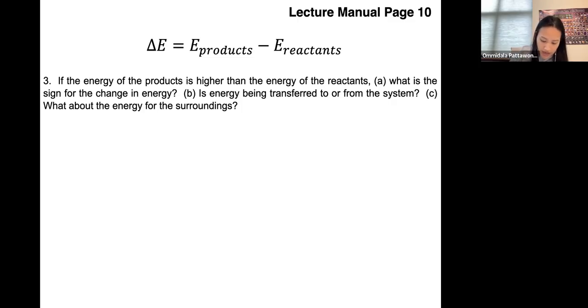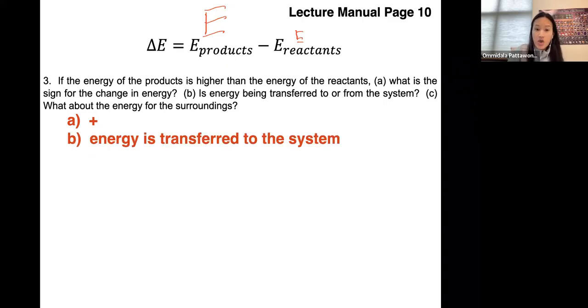If the product has a big energy and the reactant has a small energy, a big number minus a small number, the answer would be positive. Now, is the energy being transferred to or from the system? Remember, positive Q is the system absorbing heat. Same thing here, positive delta E, the system is absorbing energy. So energy is transferred into the system.